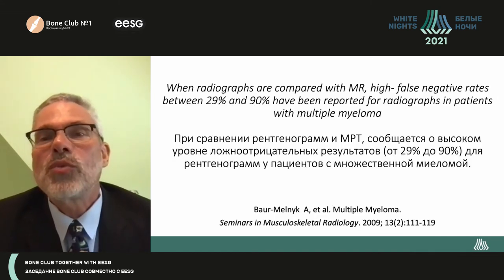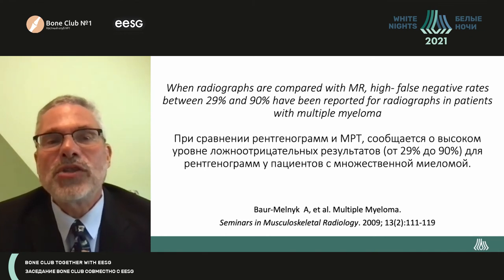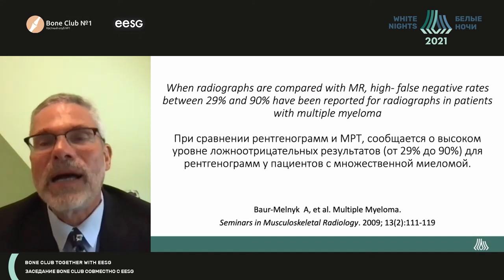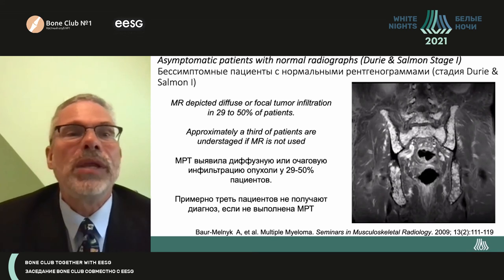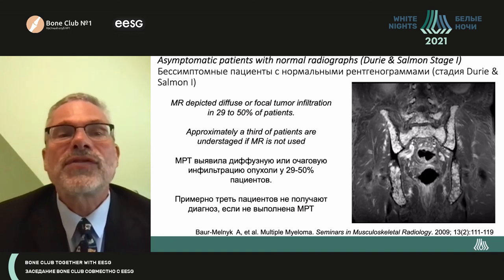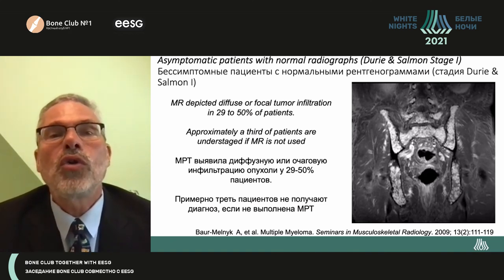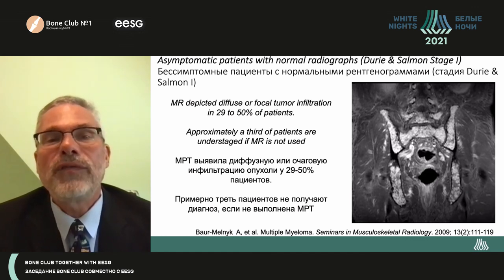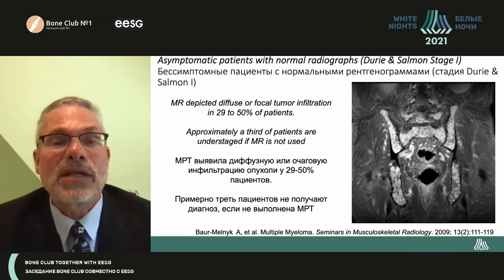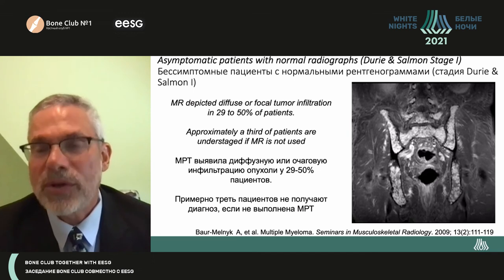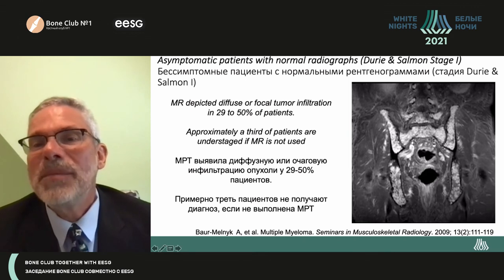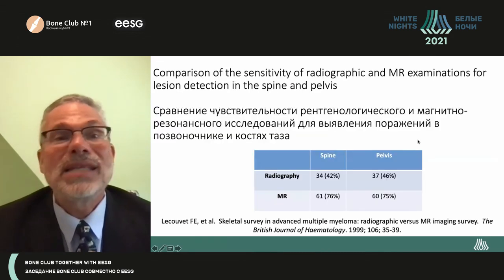When radiographs are compared with MR, high false negative rates between 29 and 90% have been reported for radiographs in patients with multiple myeloma. So radiography alone is not the way to screen patients. When viewing asymptomatic patients with normal radiographs, MR depicts diffuse or focal tumor infiltration in 29 to 50% of patients. Approximately a third of patients are understaged if MRI is not used. So MRI is far superior for staging than plain films. But when lesions like this are identified, plain film correlation or CT correlation is important.